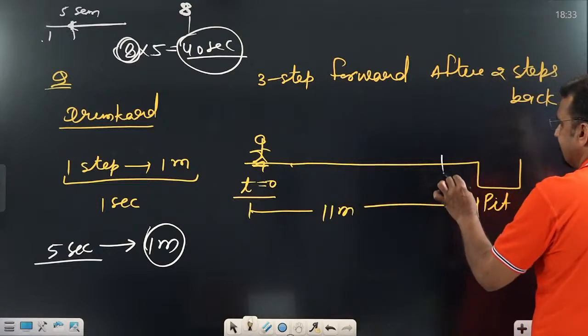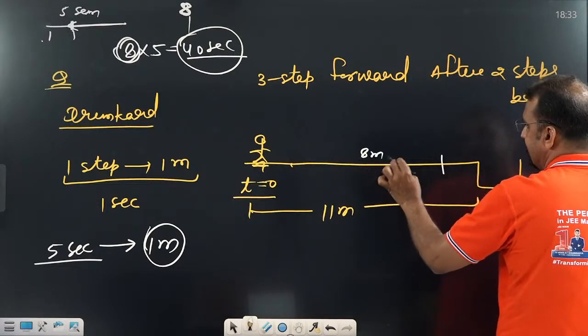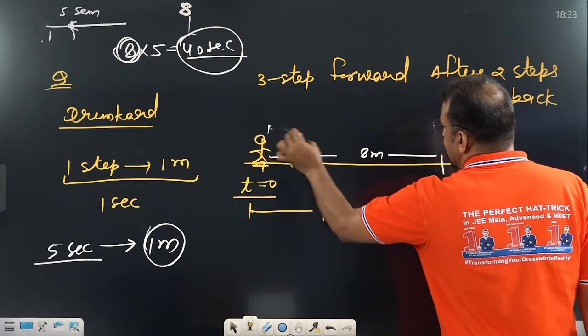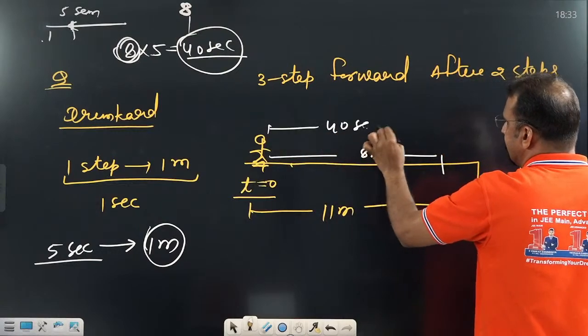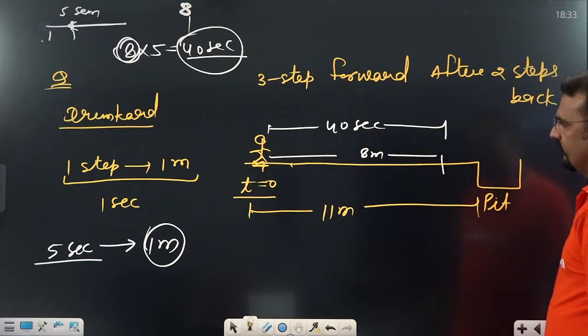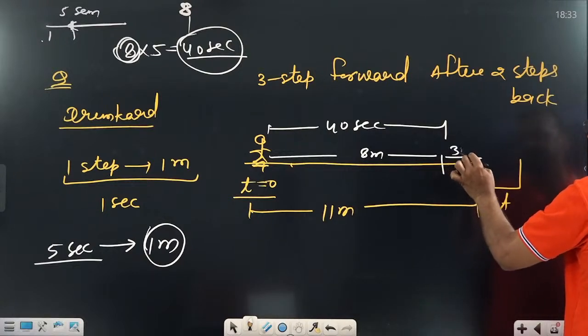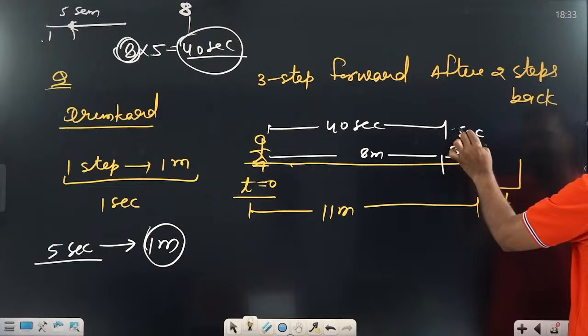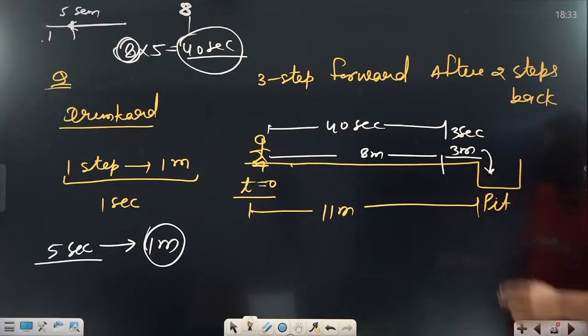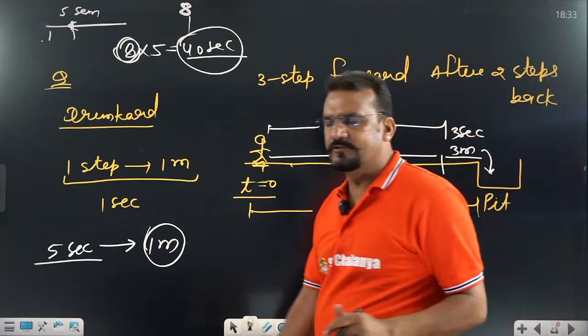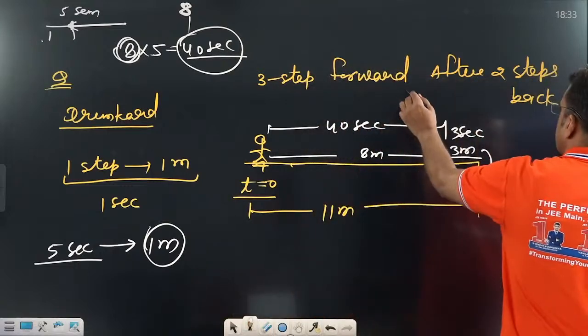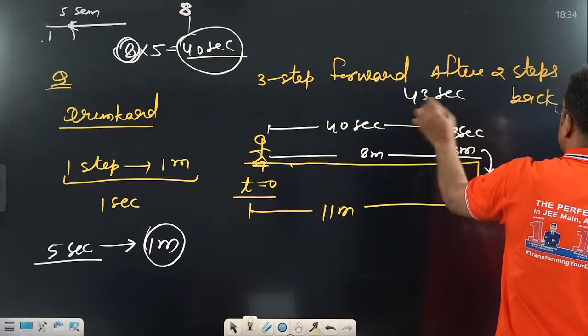Up to here, let us assume this is 8 meter. In 8 meter, how much time will it take? 40 seconds, because 1 meter it is moving in 5 seconds. After that, it moves 3 meter in 3 seconds and goes inside there, because the drunkard is moving. Yes or no? That's why he falls in the pit. So total time is going to be 43 seconds.